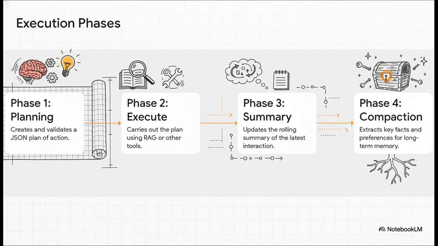Then, phase two, it executes that plan. This is where it might use a tool like RAG, which is just a fancy way of saying it can intelligently search through documents to find the exact answer you need. Third, it updates that rolling summary, its short-term memory, with what just happened. And finally, it does something called durable compaction. The best way to think about this is like a student highlighting a textbook. It pulls out the most important new facts from the conversation and files them away in its long-term memory for later. It's a constant learning cycle.